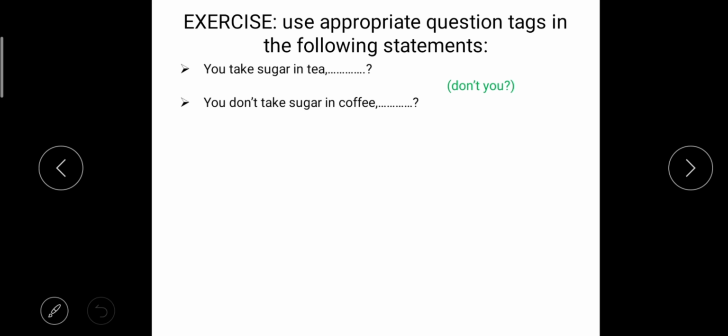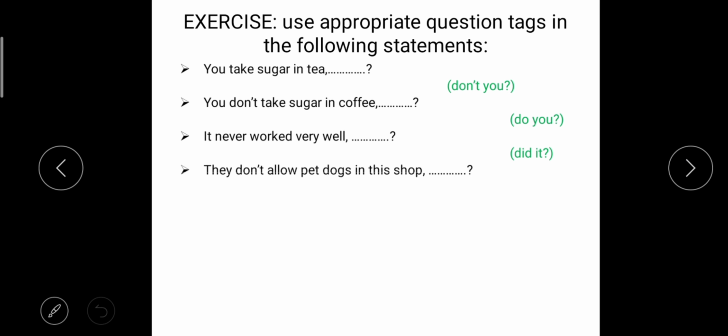You don't take sugar in coffee. The same sentence has been made negative. You don't take sugar in coffee. If the sentence is negative, question tag will be positive. Do you? It never worked very well. Past indefinite. It never worked very well. Did it? The right question tag will be did it.